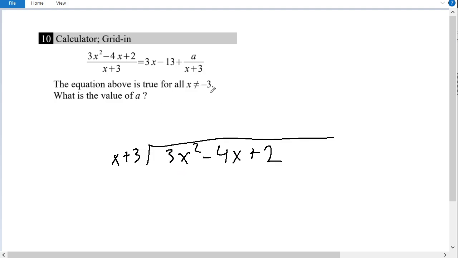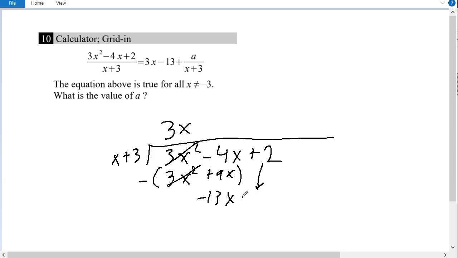And if you ever see an SAT problem where you have a fraction with polynomials and it's equal to something in this form, where you have an x term, a non-x term, and then something over the same divisor, then you're going to want to do polynomial long division. So let's look. We're going to multiply by 3x and get 3x squared plus 9x. Right? Same process. The 3x squareds will cancel out. We get negative 4x minus 9x, which is negative 13x.